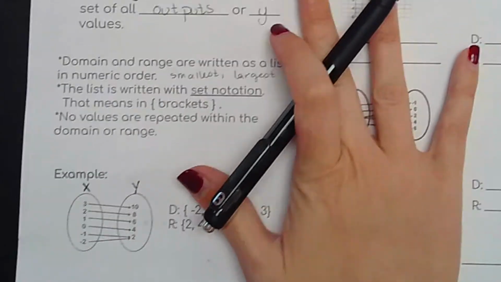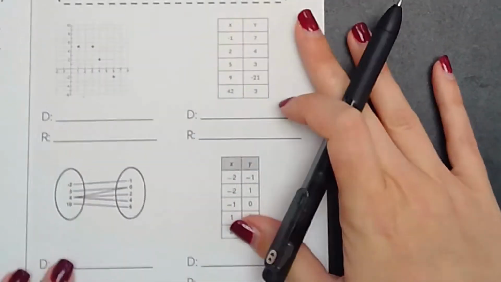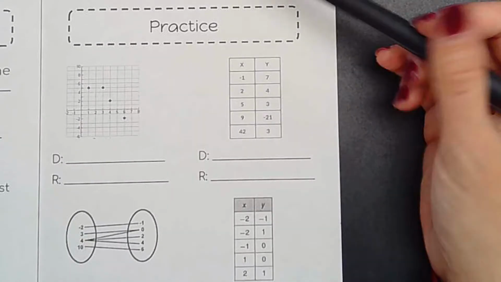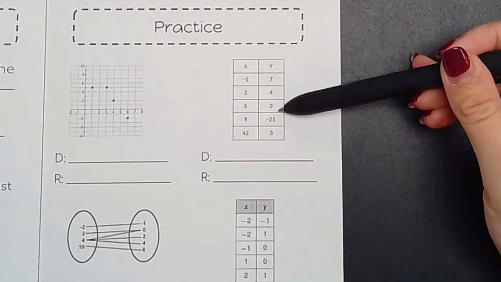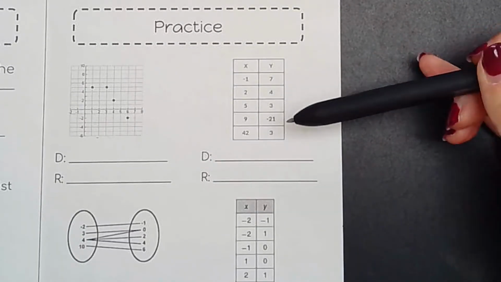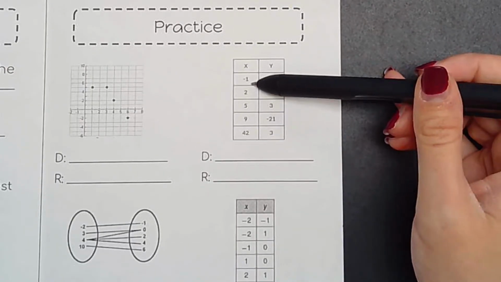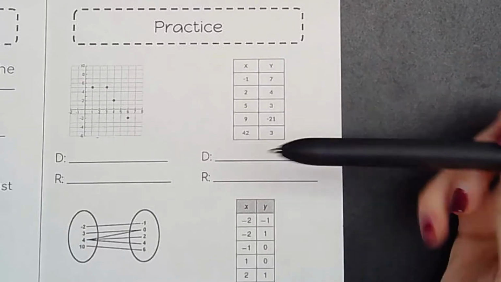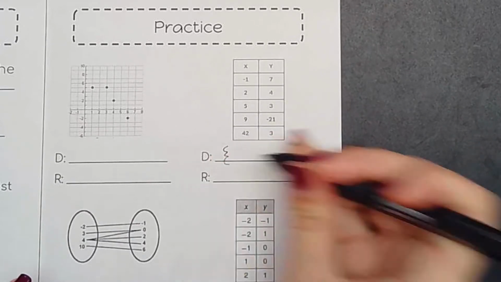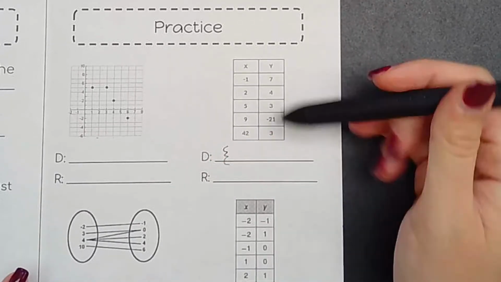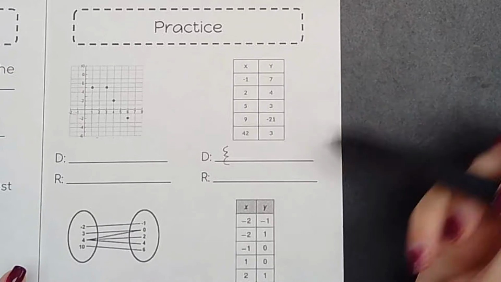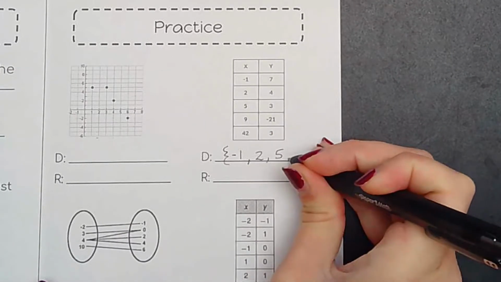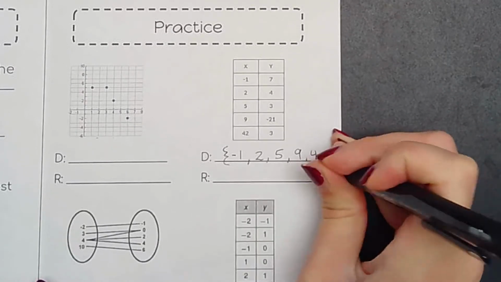If we look at the first practice problem, we'll do one together before you try the rest of these on your own. So let's do this table right here. If I look at this table, my x values are -1, 2, 5, 9, and 42. My x values represent my domain. Now I want to put these in order from smallest to largest. Conveniently, these are already in order. So I would just write them as a list in my squiggly brackets.